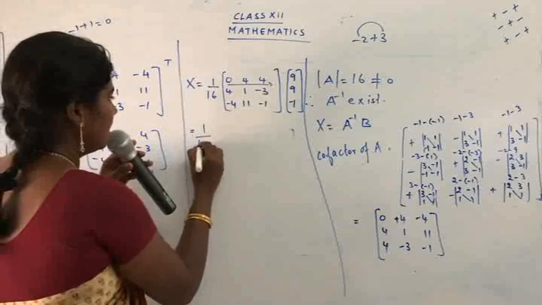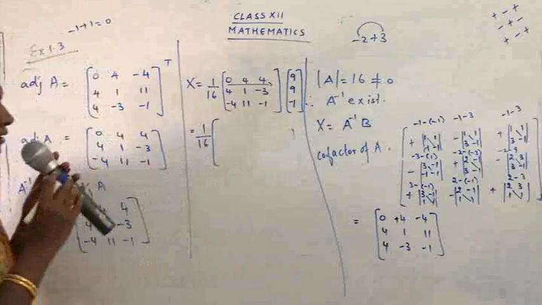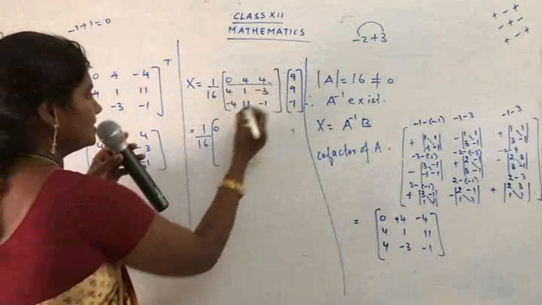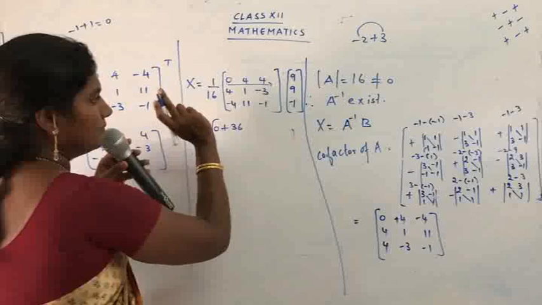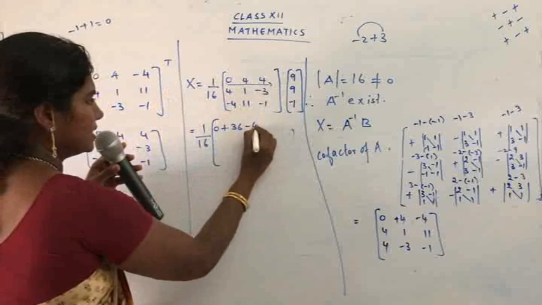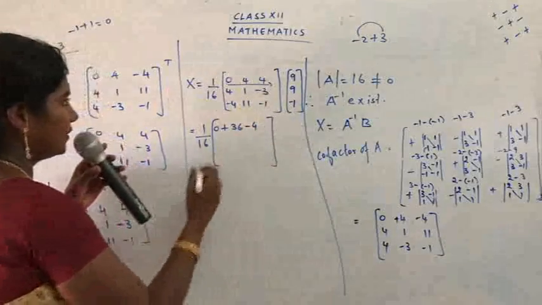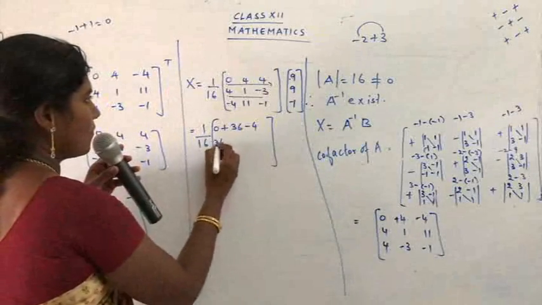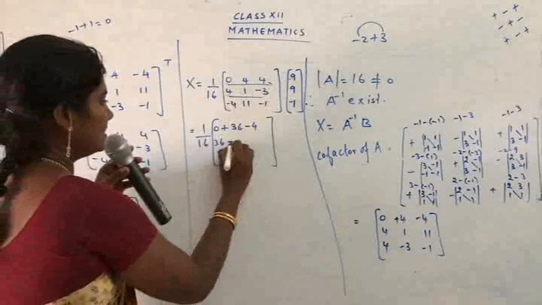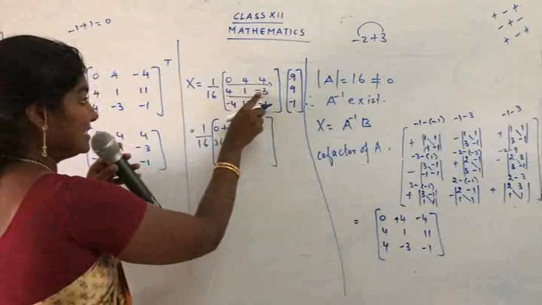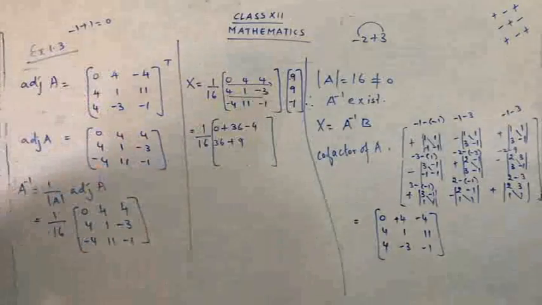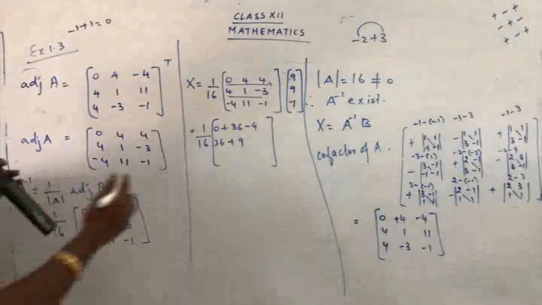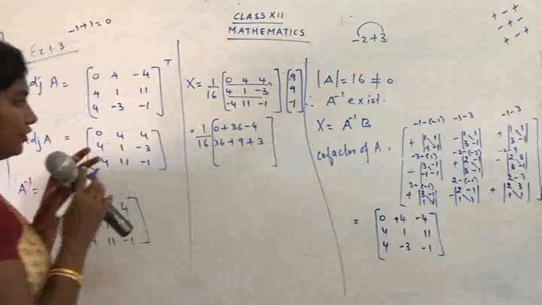So this is equal to 1 upon 16. Let's follow. 0 into 9, 0. 4 nines are 36. 4 into minus 4. Next, 4 nines are 36. Plus 9. Minus 3 into minus 1, what is the answer? It's plus 3. Complete the next part and give me the answer.